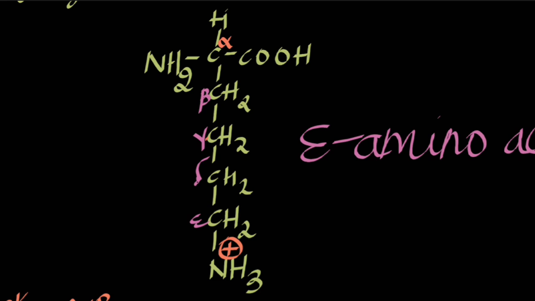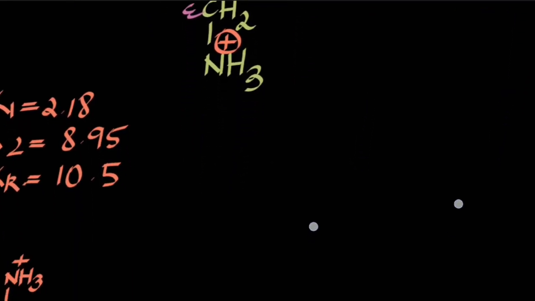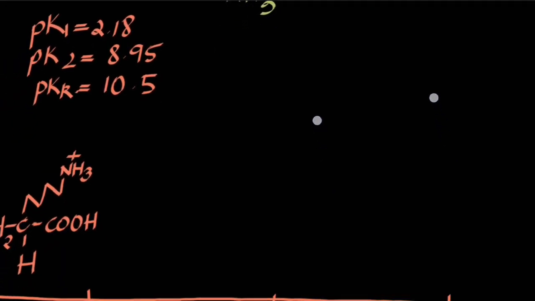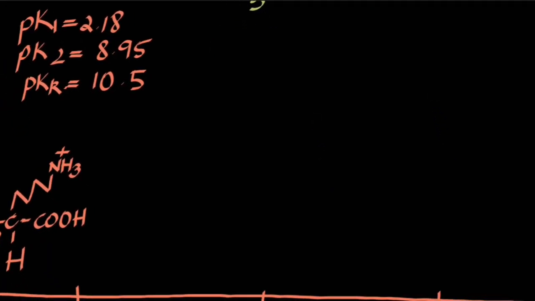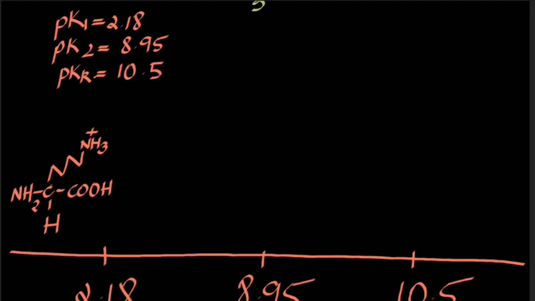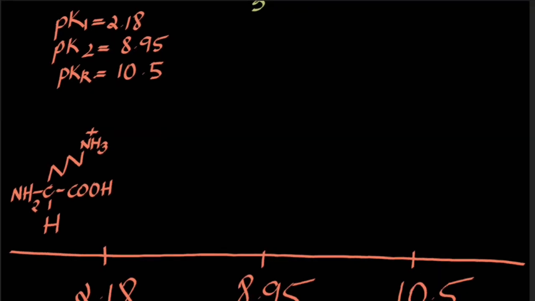Okay. Now let us see how we can calculate the isoelectric point of lysine. So I've drawn this. As we know, this is the pK1 value, this is the pK2, and then this is the pKr value, right?